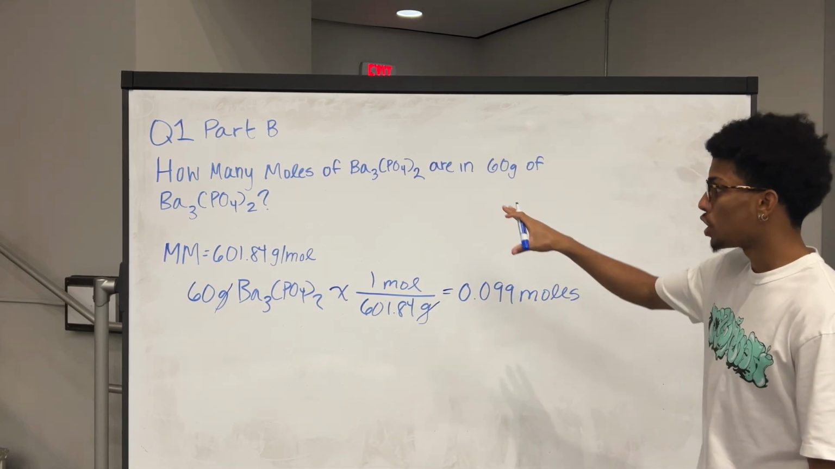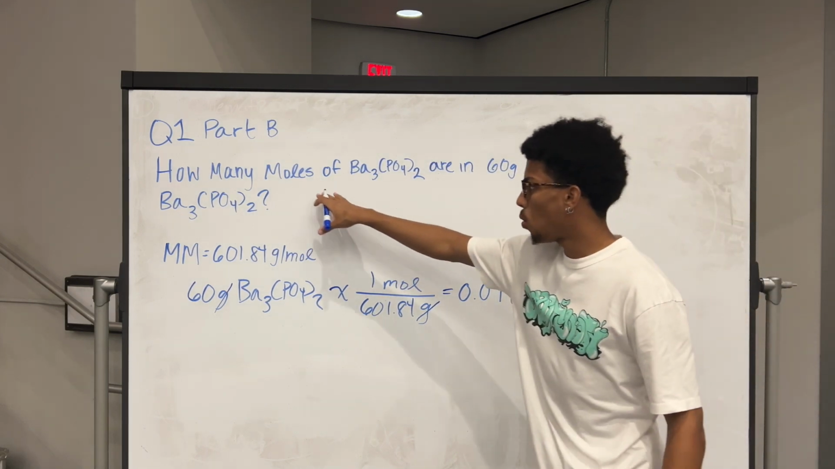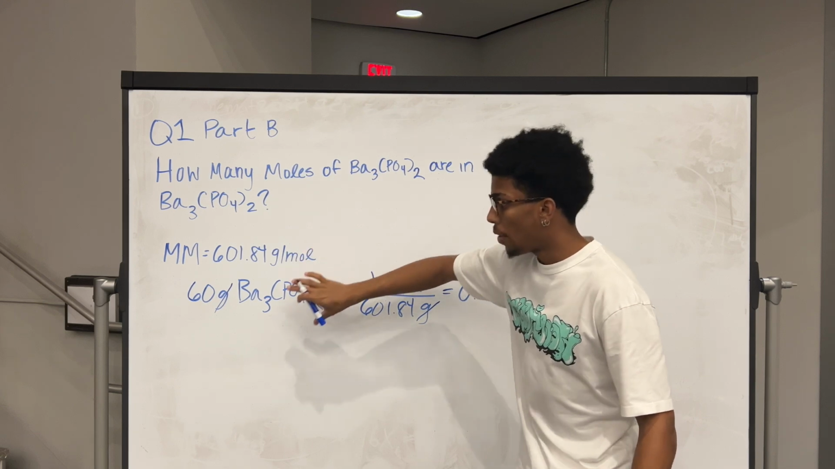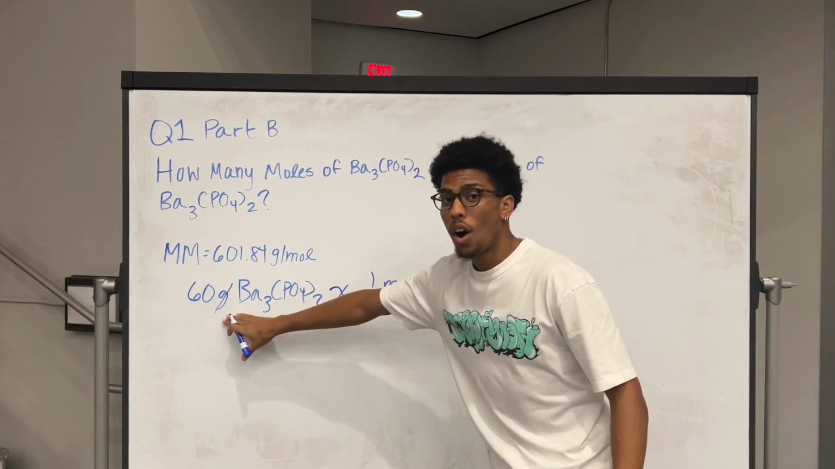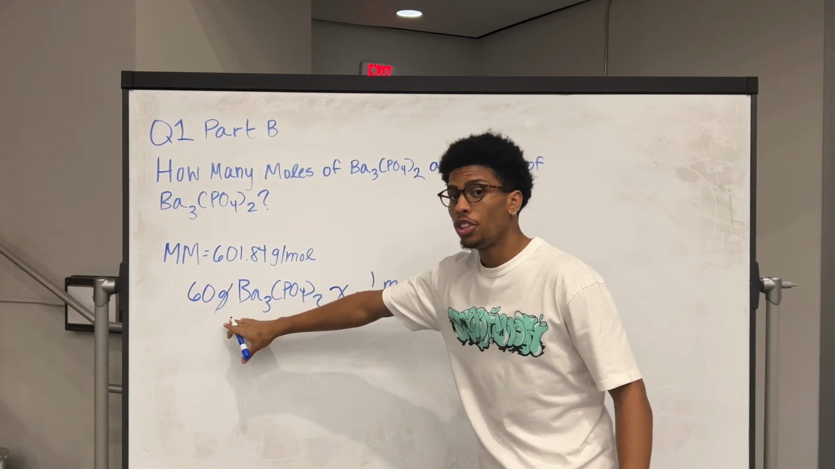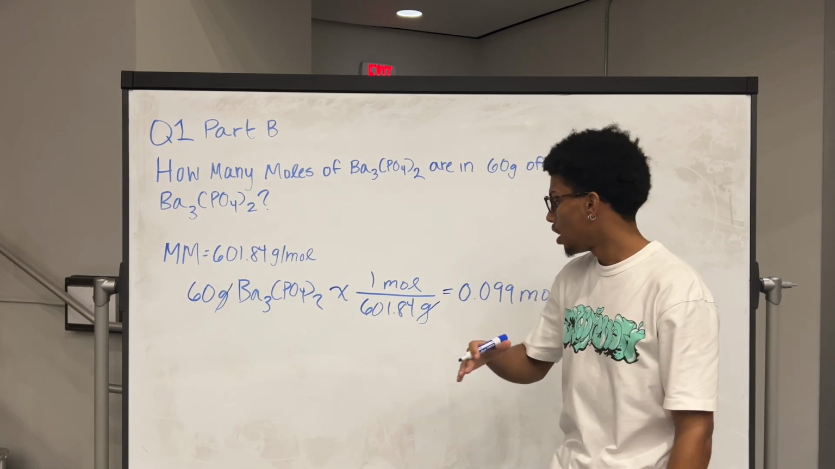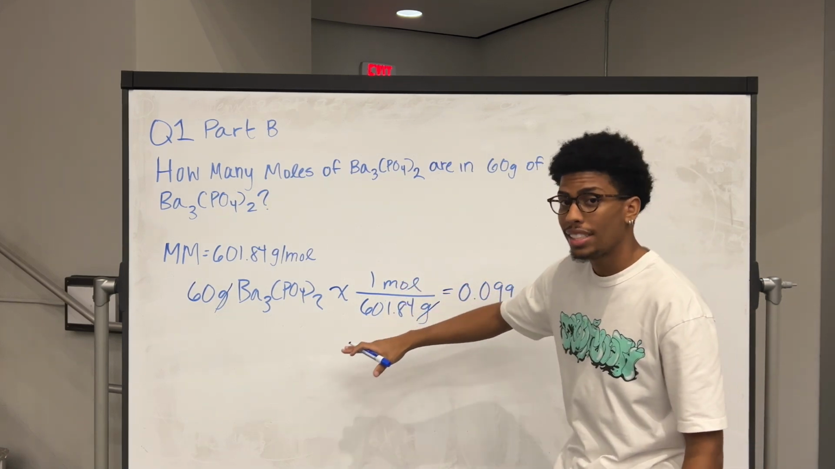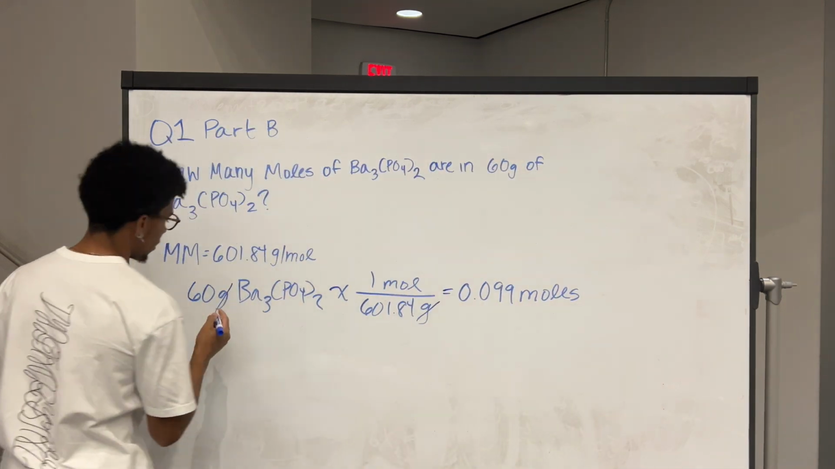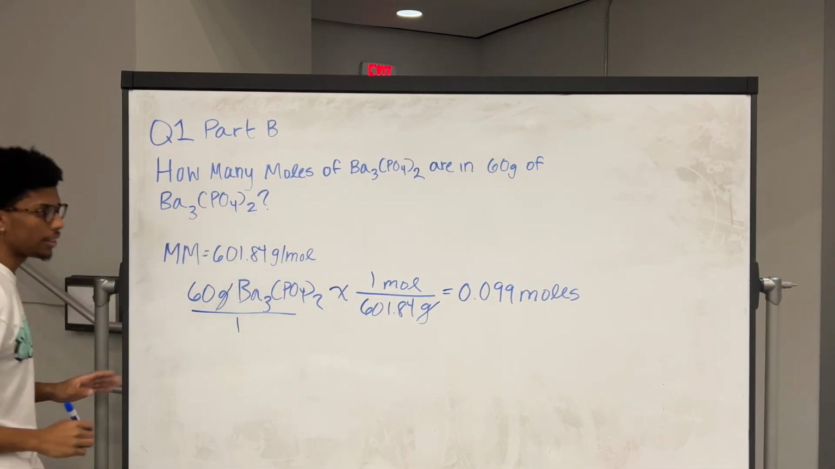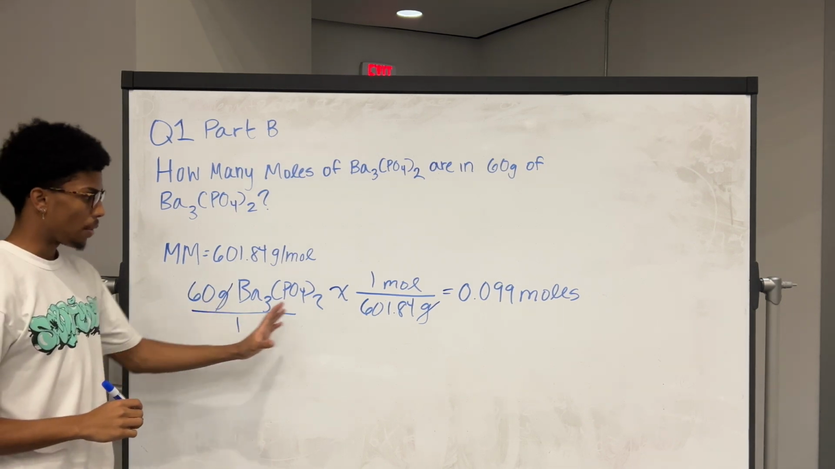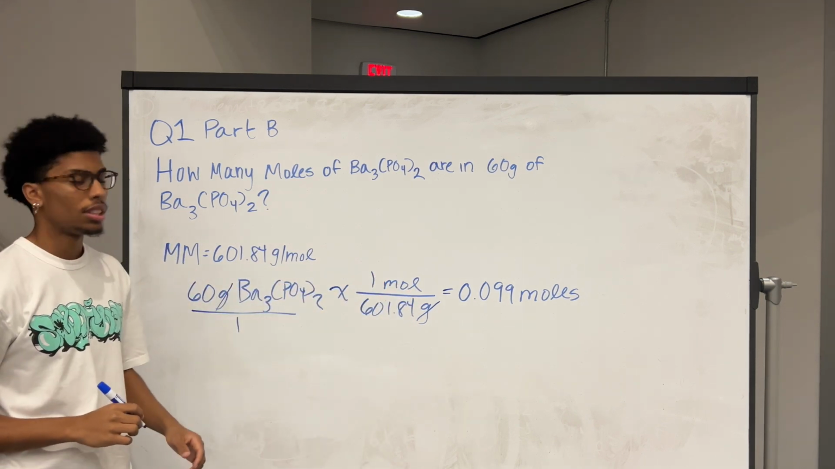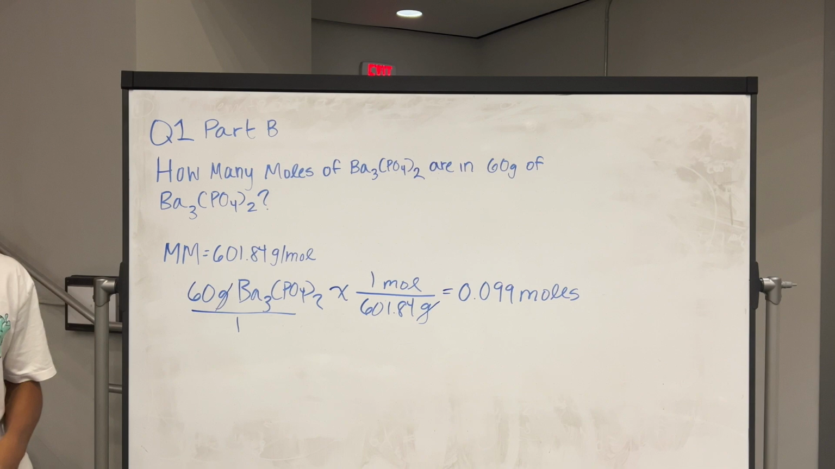So again, for these problems, when you're going from grams to moles, molar mass is going to be your conversion factor. Whatever your initial units are, you want to cancel those out. And so the only way to do that is if they're on opposite ends: one needs to be a denominator and one needs to be a numerator, because you can look at this as 60 grams over 1. And so the grams will cancel out, you're left with only moles, and so your answer is going to be in moles. And that is how you solve question 1, part B.